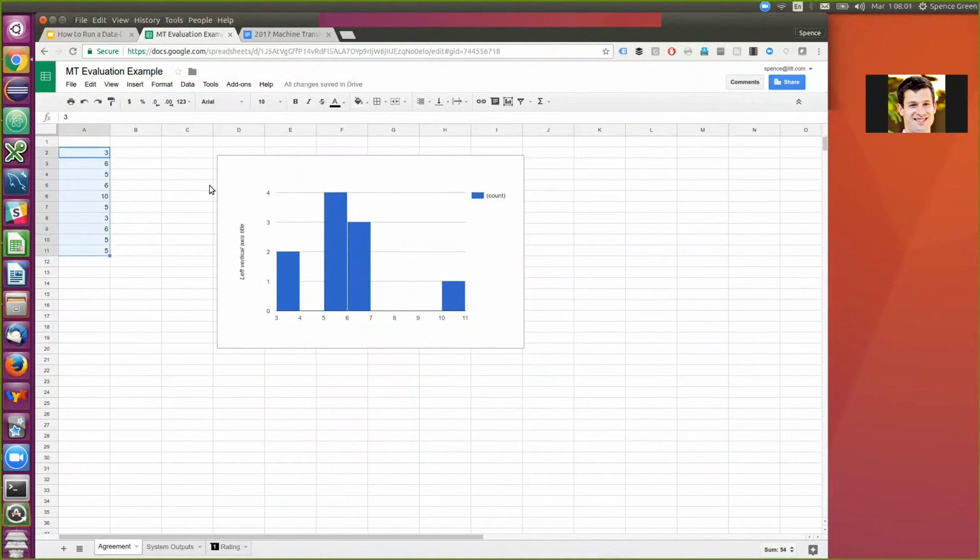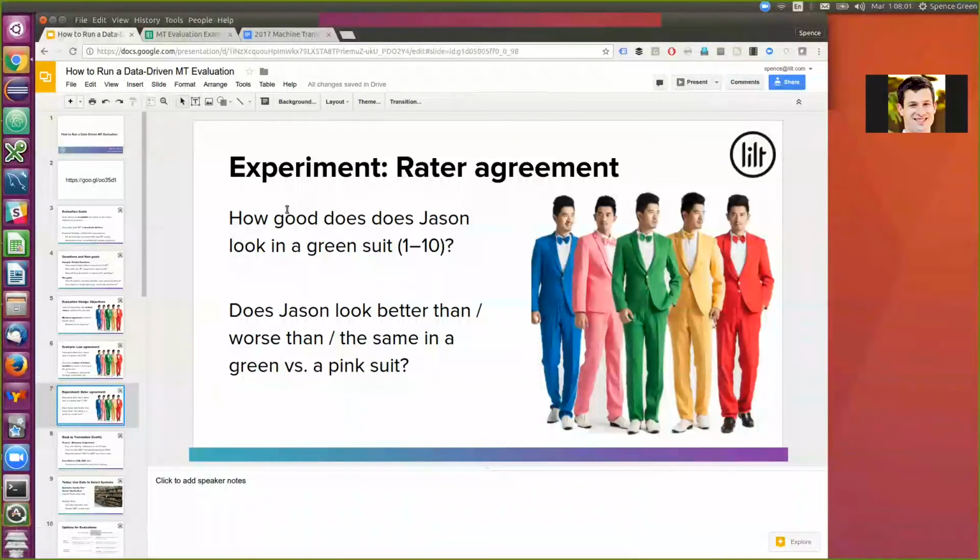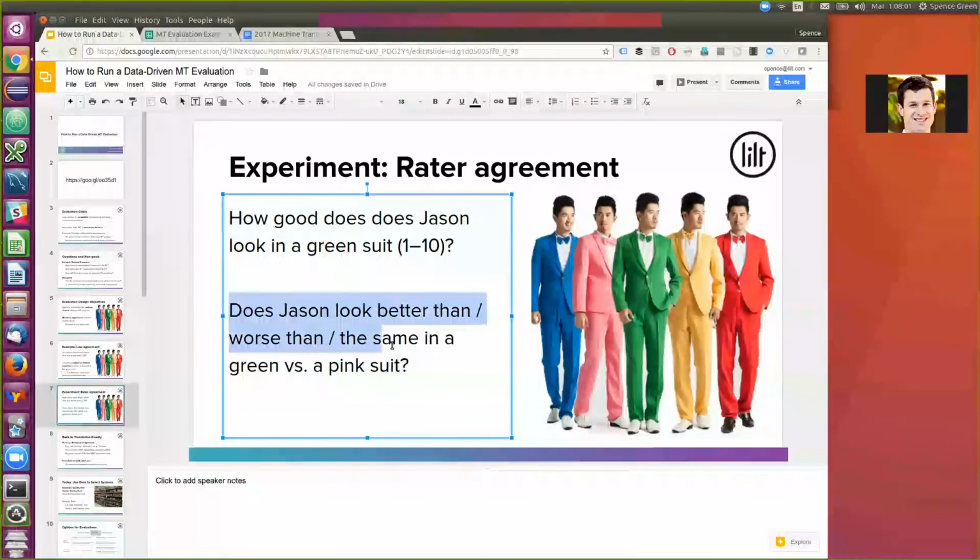All right, so now let's try a little bit of a different question and see what the ratings look like. The second question is, does Jason look better than, worse than, or the same as in a green suit versus a pink suit? So just write green, pink, or same, and we'll see what the results are.